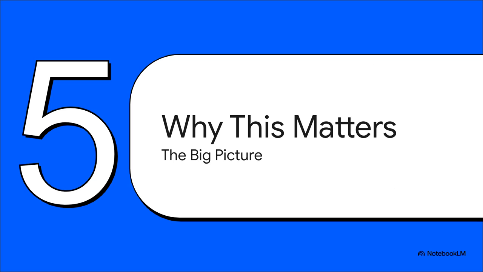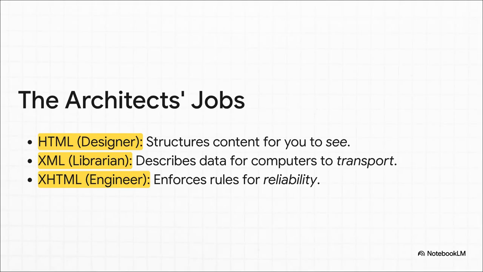Okay, so we've met the whole crew, the designer, the librarian, and the super strict engineer. But why does this whole family of languages, this history, why does any of it still matter so much for the web we use every single day? Let's just quickly recap their roles with our analogies. You've got HTML, the interior designer, who structures content for you to see. Then there's XML, the data librarian, who describes data so computers can understand it. And finally, XHTML, the structural engineer, who brought in the idea of super strict rules to make everything more reliable.